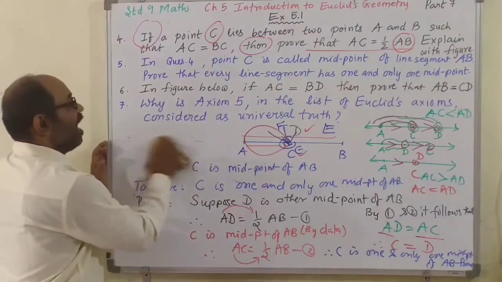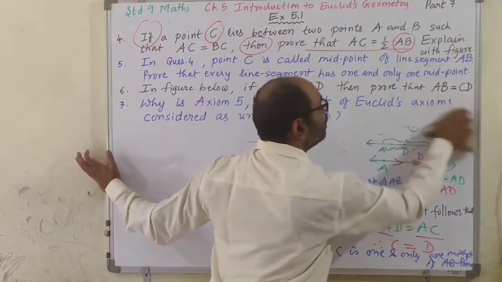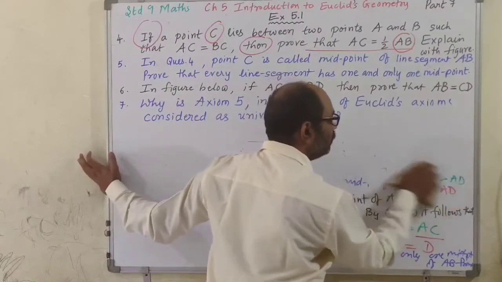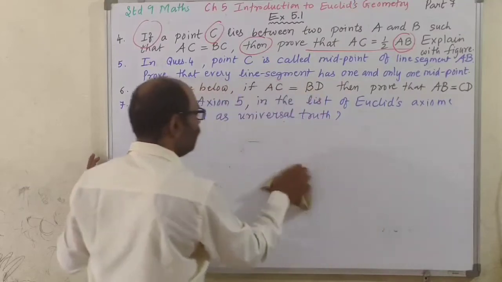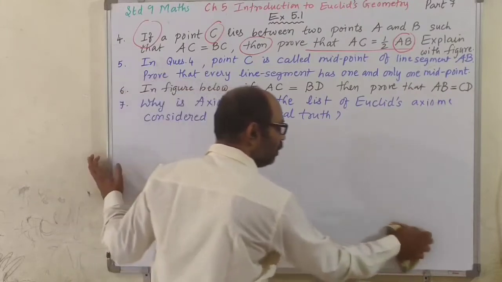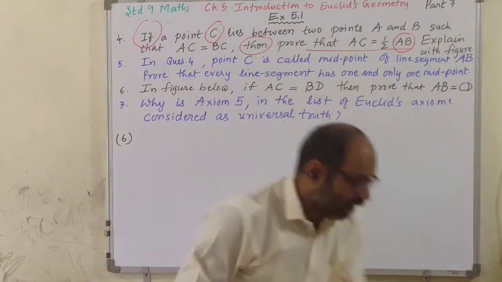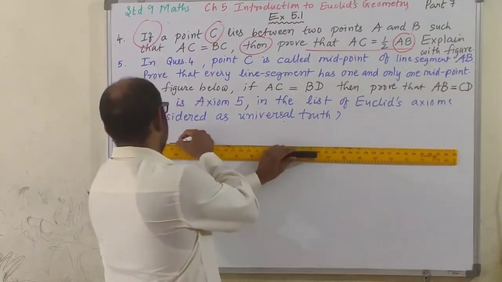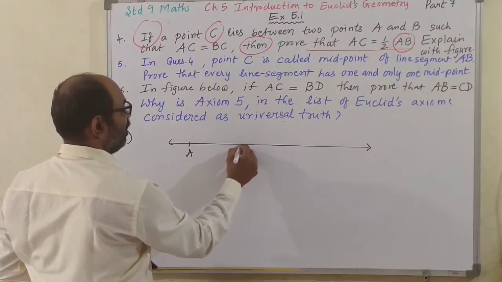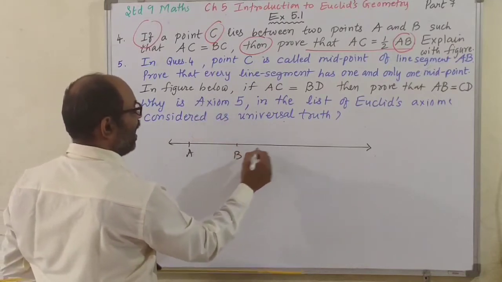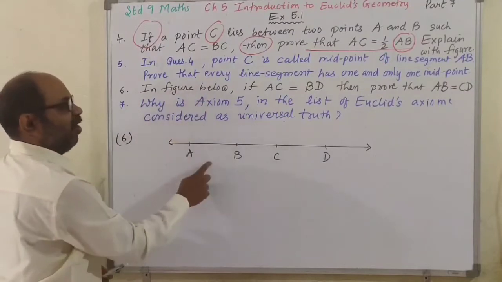Okay? Check. Now we move to number 6. Okay, the 6th one. In figure below, actually the figure is what? Let me tell you. This is the figure: A, B, C, D. Okay. This is the figure. Alright, let's see. In figure below, this is the figure.